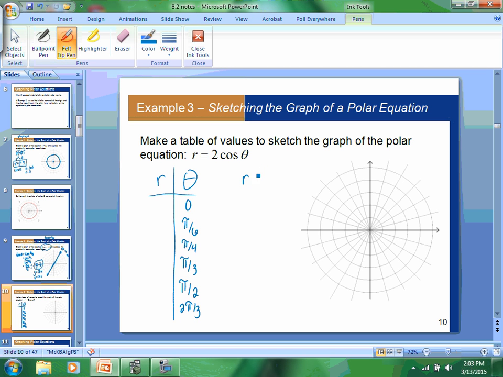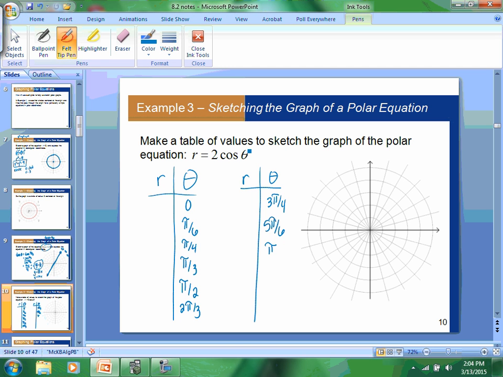I'm going to run out of room here, so I'm going to extend my table. Then I would have 3 pi over 4, and then 5 pi over 6, and then pi. So let me just stop there for now. And I'm going to take these values and substitute them in one at a time to the equation.